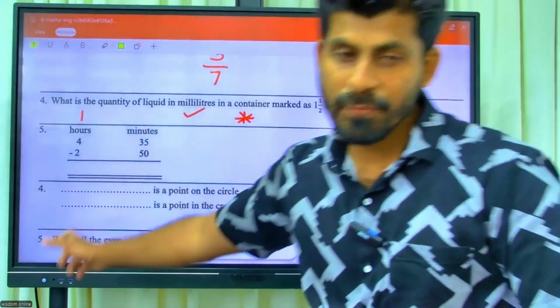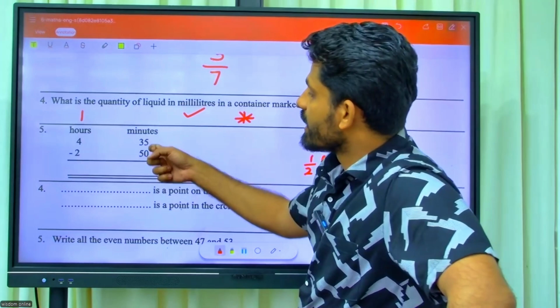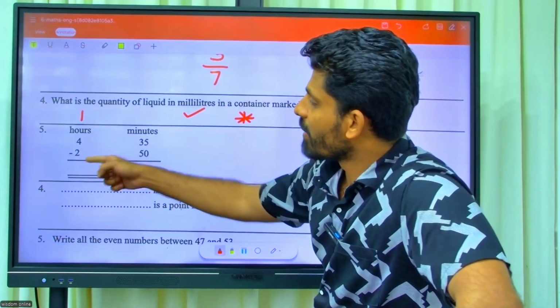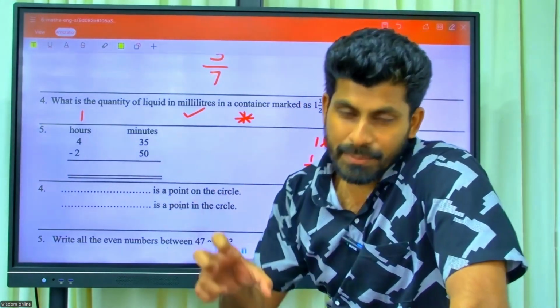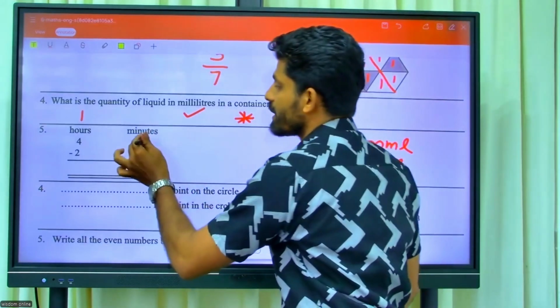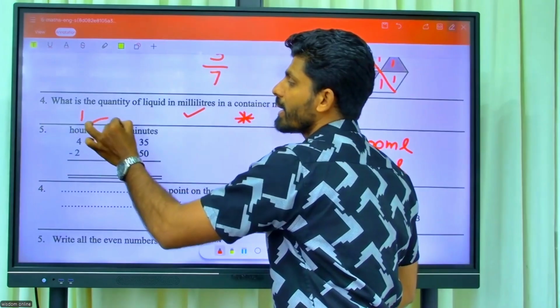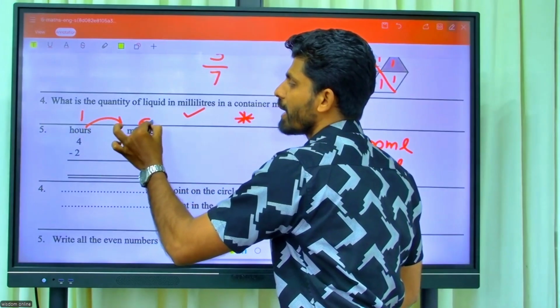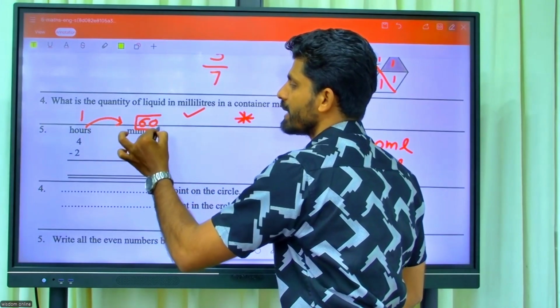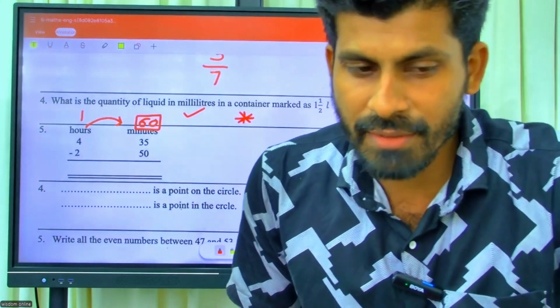Look at the fifth one. 4 hours 35 minutes minus 2 hours 50 minutes. You need to subtract. When you do 35 minus 50, no. We need to take 1 hour from the other side. 1 hour means 60 minutes. We are taking 1 hour from the left side.